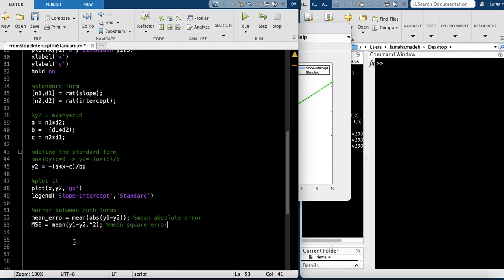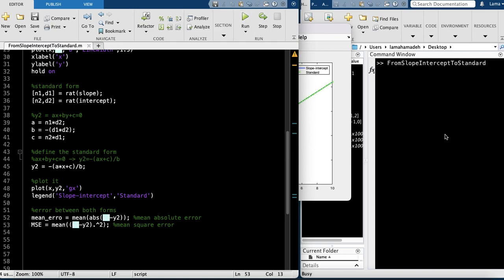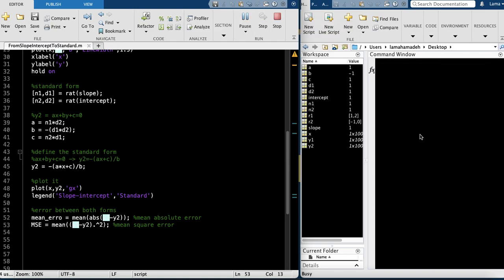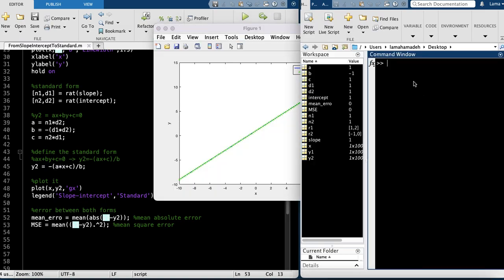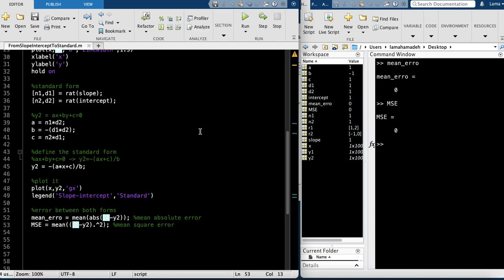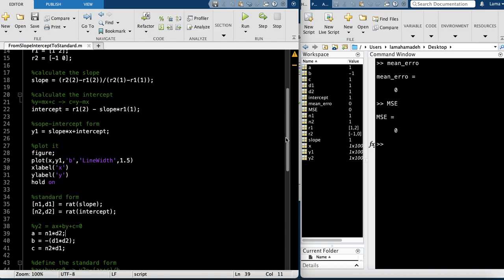Okay, let's see how this looks. Let's calculate these two errors, and hopefully they equal 0, because this would confirm that these two forms are exactly the same. So this is the first one, it's 0, so the mean absolute error is 0. What about the MSE? It is also 0. This confirms that the standard form and the slope-intercept form that we have coded here are both equivalent.